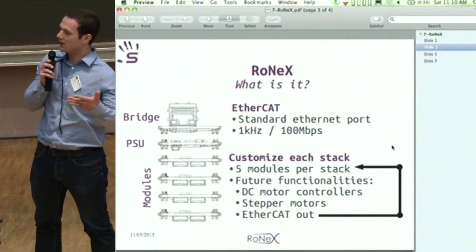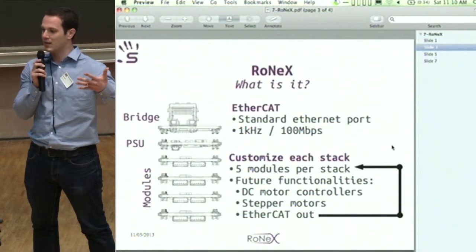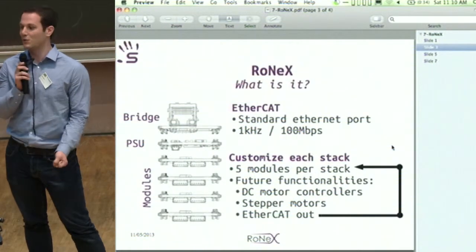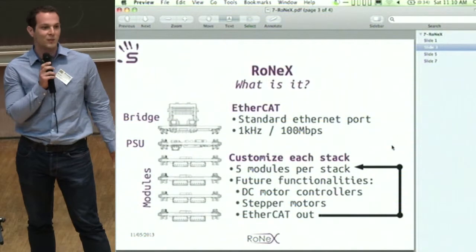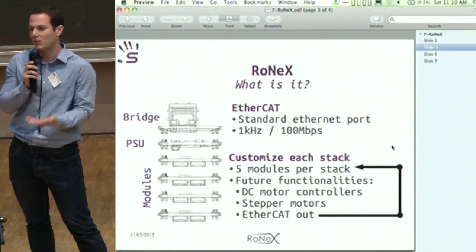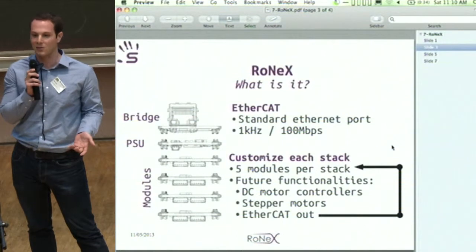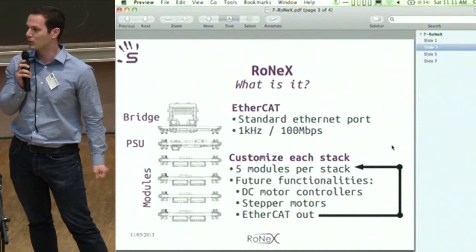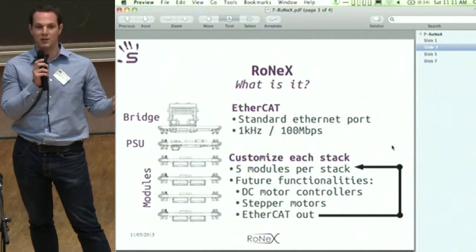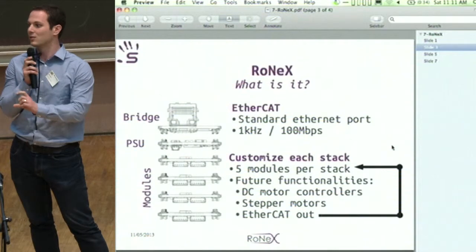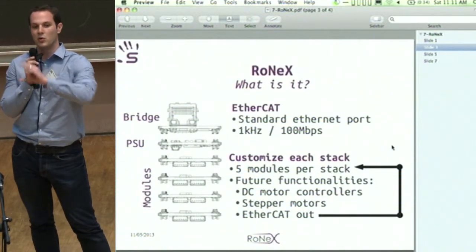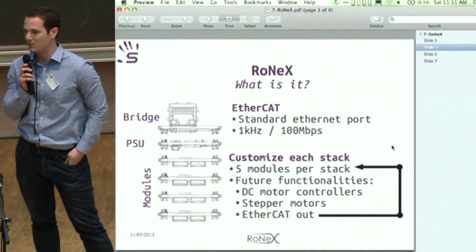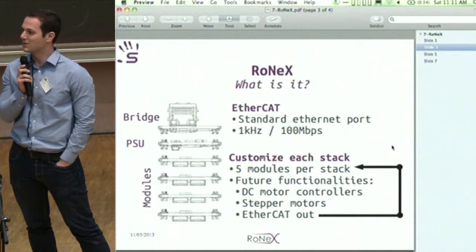You have a bridge which ensures this communication, but under this bridge you can stack up to 5 modules. And these modules can be configured for your own needs, so you can build them for your custom needs. You can ask us to build a module with different inputs, outputs, etc. And you can also have an EtherCAT out module, which makes it possible to chain lots of different RONEXs. So you can get more than those 5 modules, you can get hundreds of them, as long as you are under the 100 megabit per second rate limit on your bus.